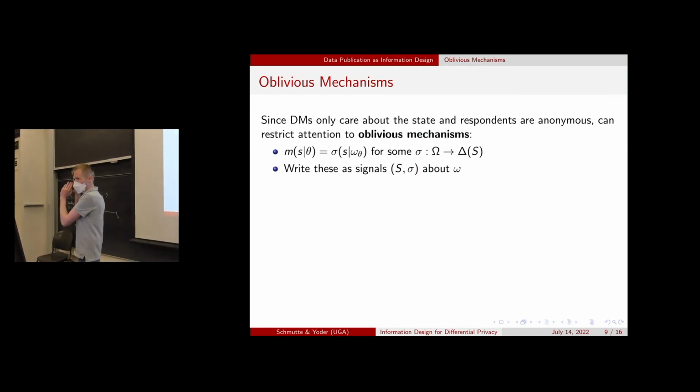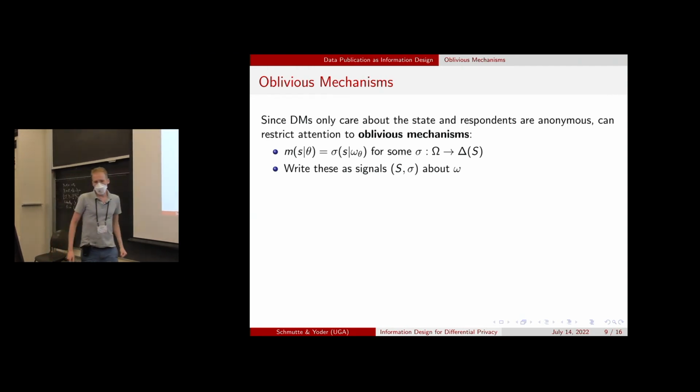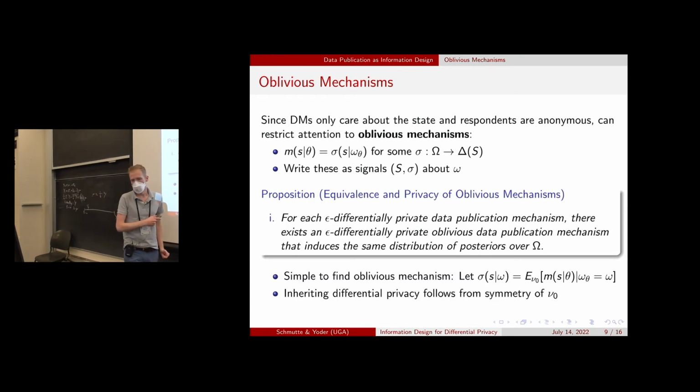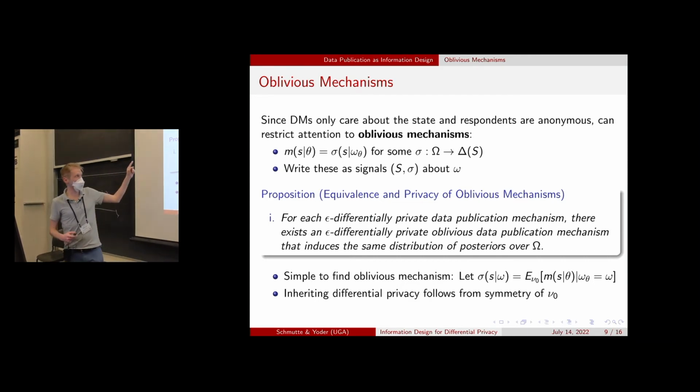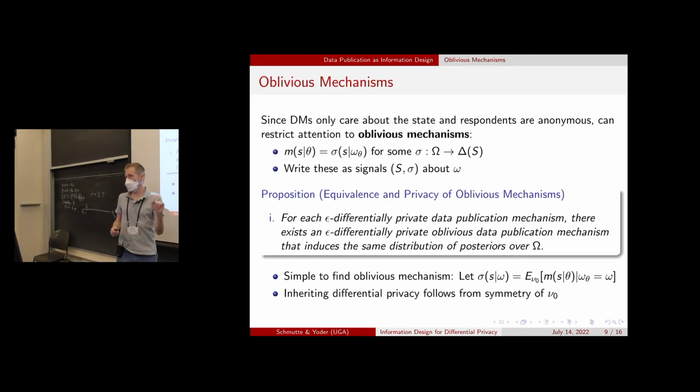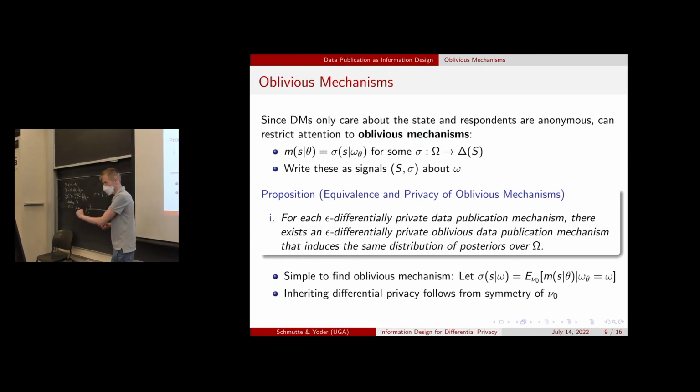signals of just the state that only depend on the state, what the CS literature would call oblivious mechanisms, here for a count query. And this turns out to be right. If we have a differentially private mechanism, we can construct a new one that's oblivious, so it only depends on the state, not necessarily on the whole type profile, induces the same distribution of posterior beliefs about the state, which is what matters for the decision makers, and it's still differentially private at the same level, for the same epsilon.